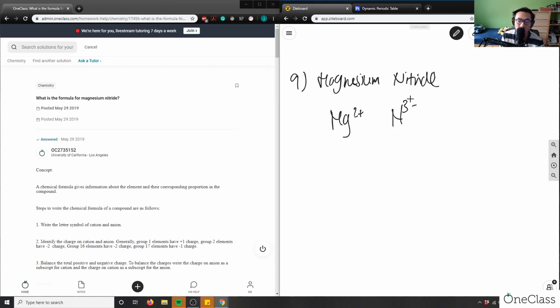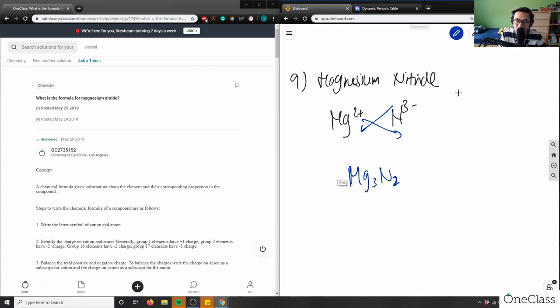So what we can do is use the crisscross method. You might have learned that before, so I'll show you the crisscross method, which means you just cross the charges and you get the answer. So magnesium would then have a subscript of 3, and nitrogen would have a subscript of 2, and this would be your answer. Mg3N2 is our answer.